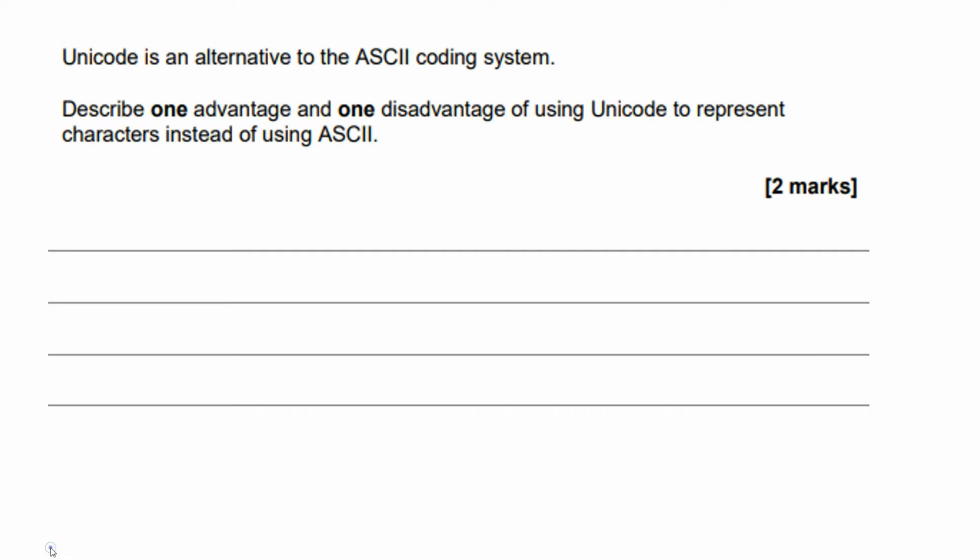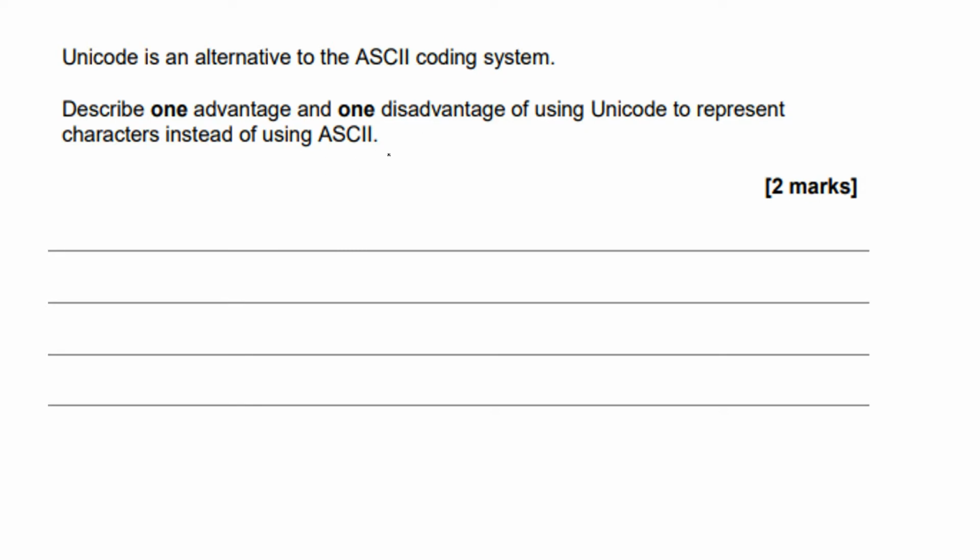This mock is for 335 character encoding. So Unicode is an alternative to the ASCII coding system. Describe one advantage and one disadvantage of using Unicode to represent characters instead of using ASCII.